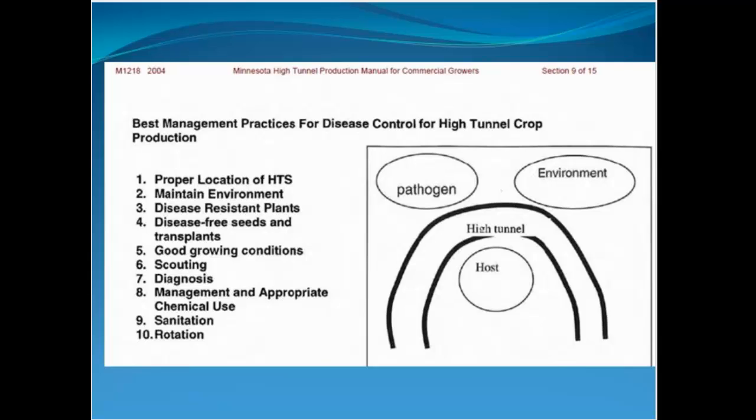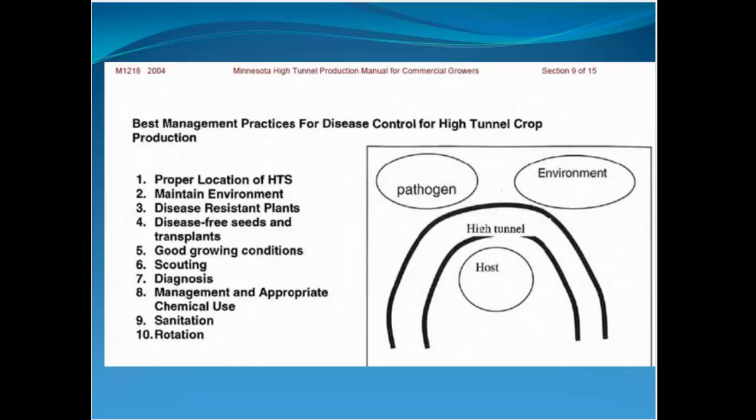And this is what we're going to spend our time talking about for the balance of our time together today, and that is, what are all of the different production practices that we might use that will give us better disease control in high tunnel production? And here's a list of 10 of those things on the left. The first one is proper location of the high tunnels, the high tunnel structure itself.